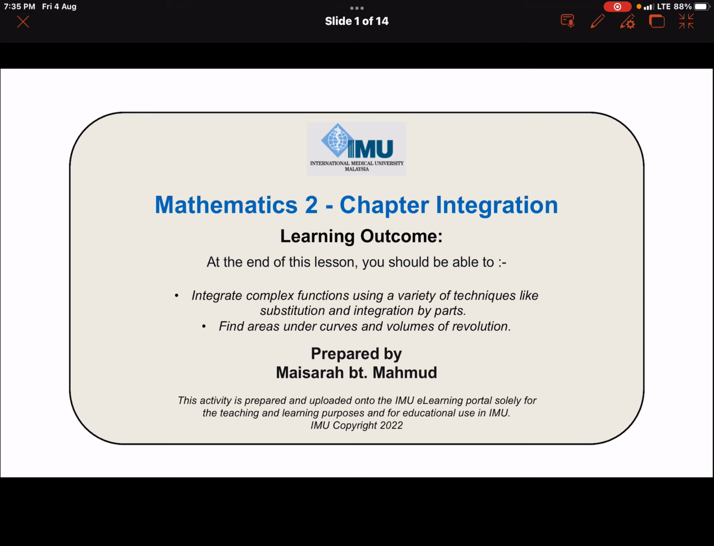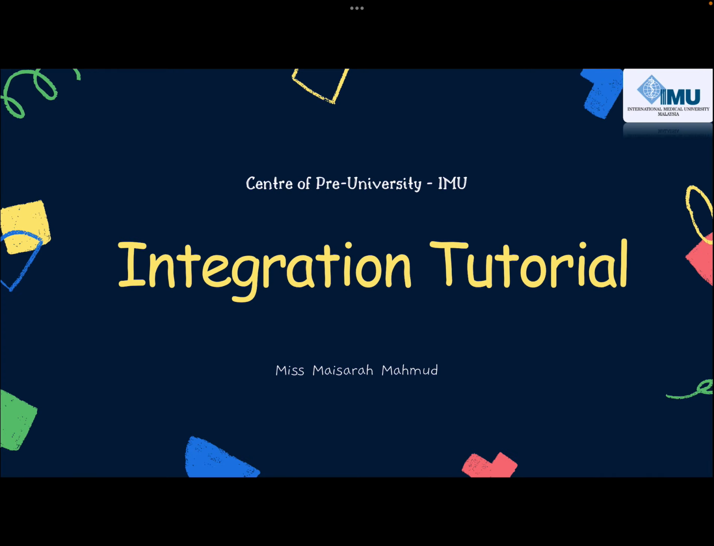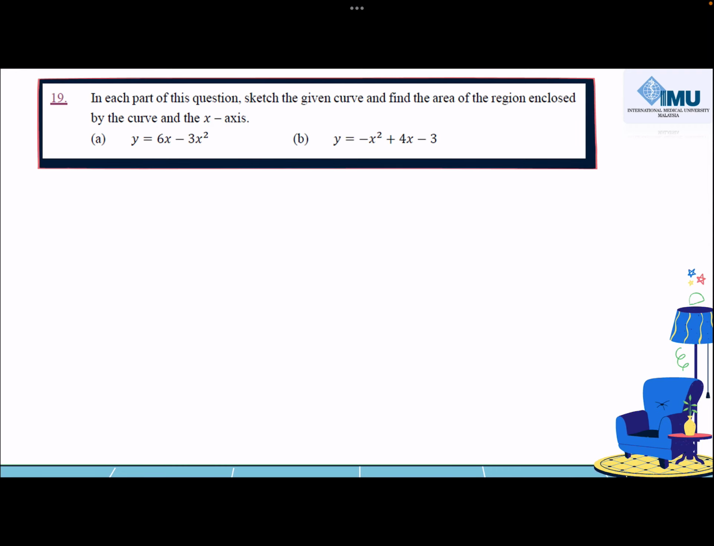Mathematics 2, Chapter Integration. Tutorial question 19. In each of these questions, sketch the curve and find the area of region enclosed by the curve and the x-axis. Now let's look into the A.